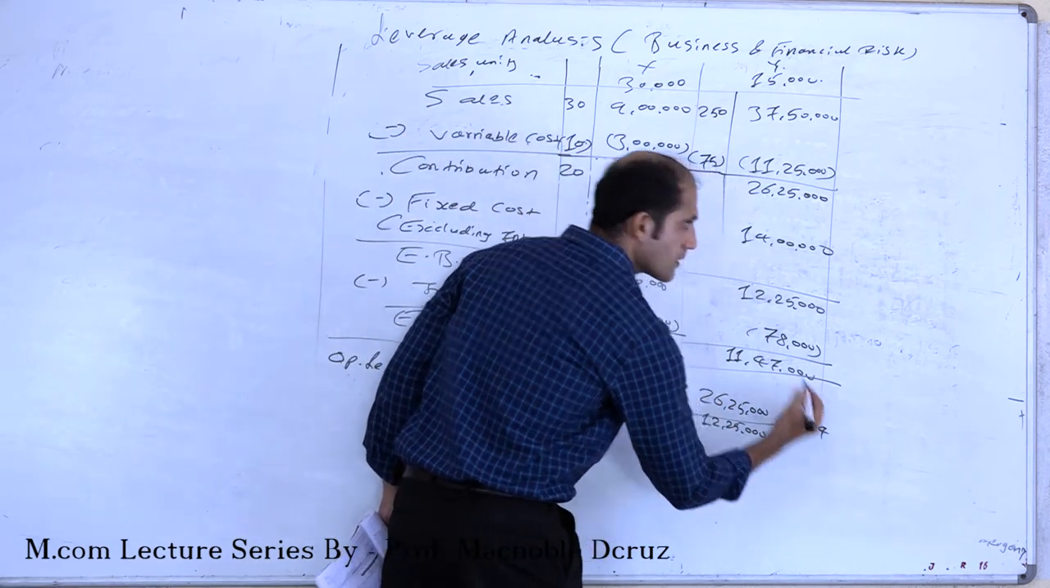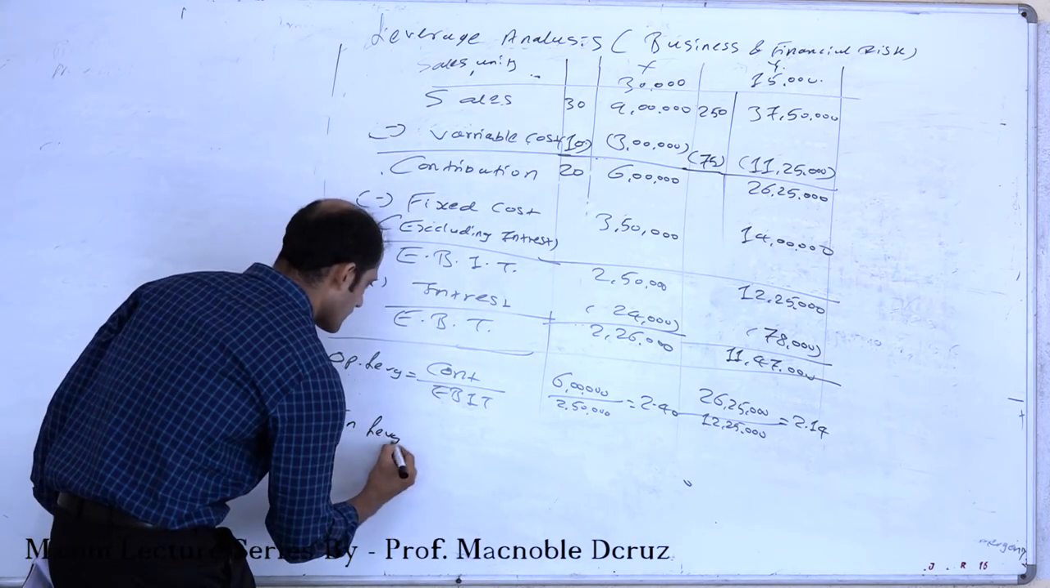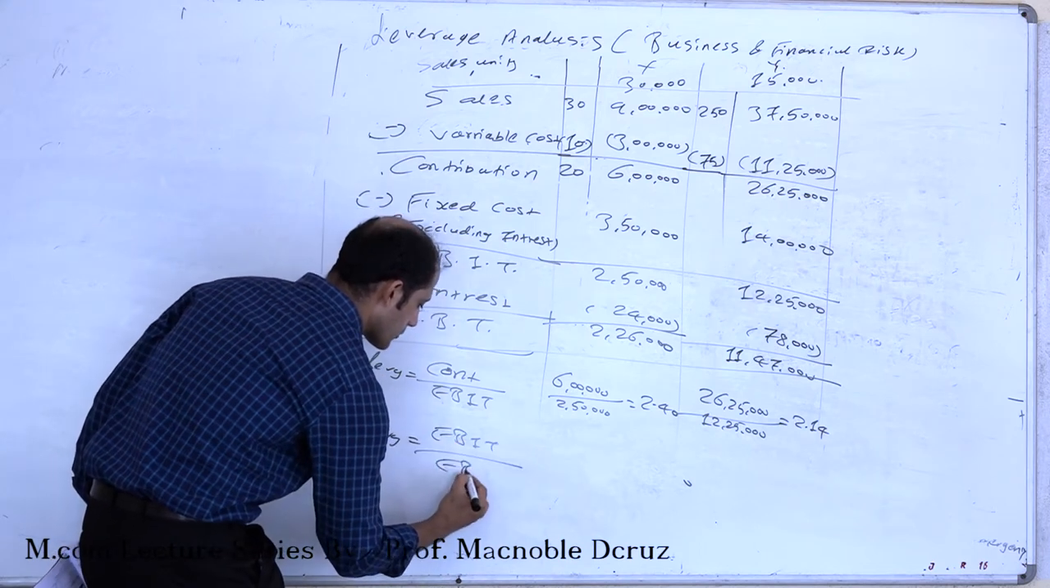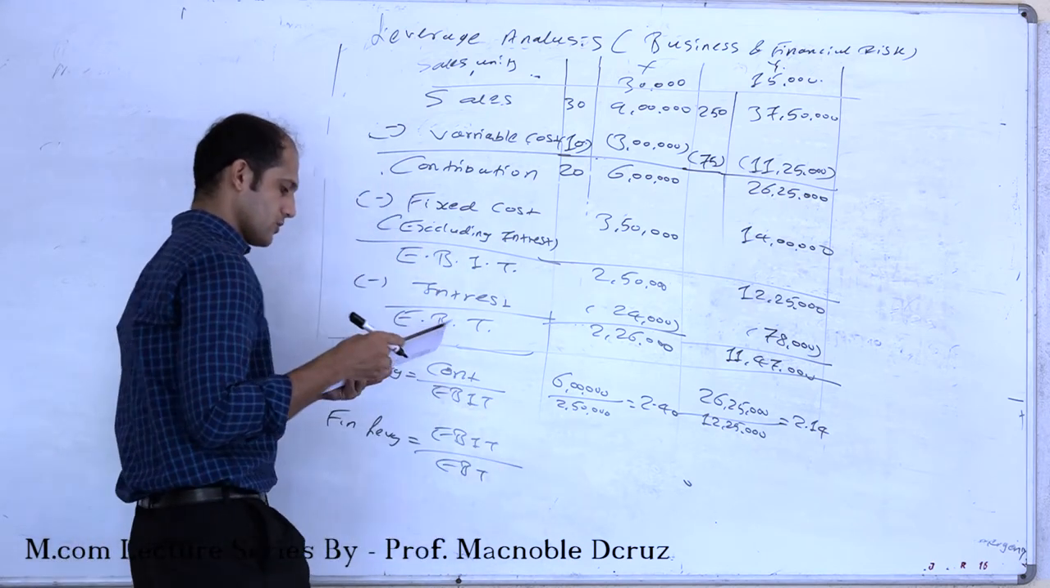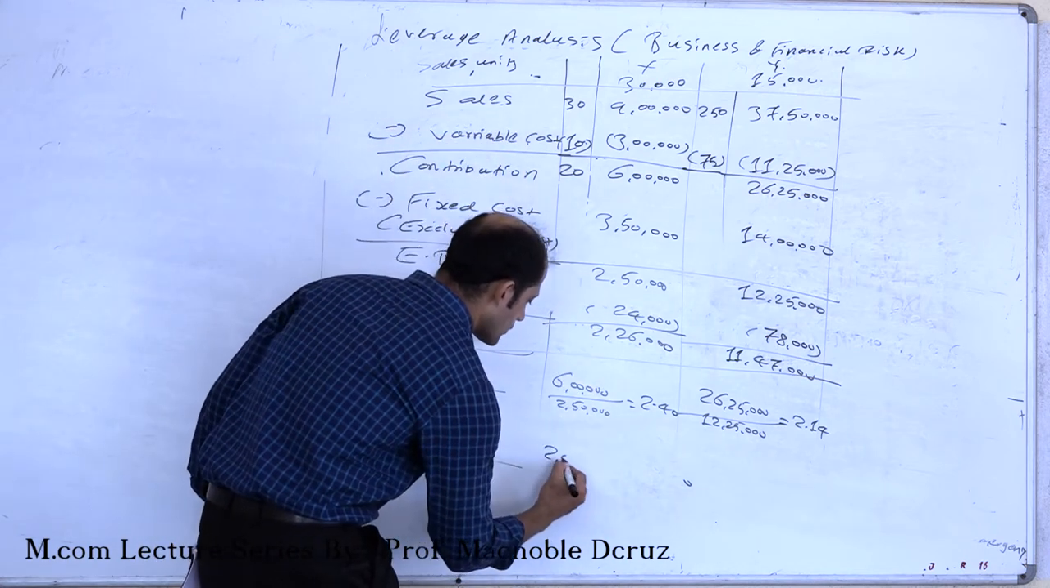Next, financial leverage: earning before interest and tax divided by earning before tax. So here the answer will be 2,50,000 divided by 2,26,000.